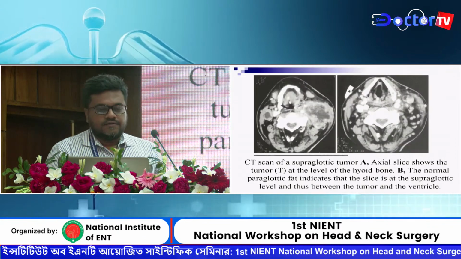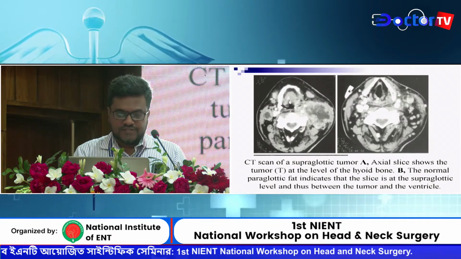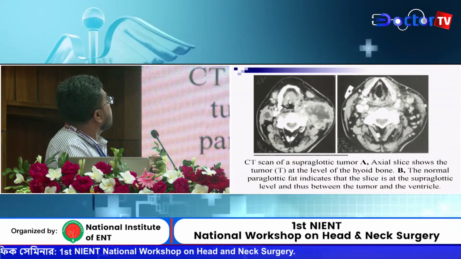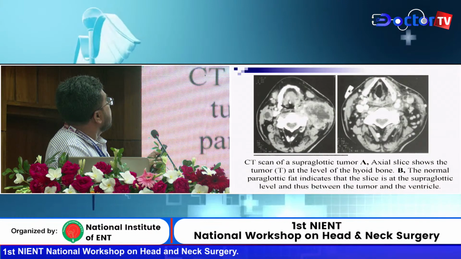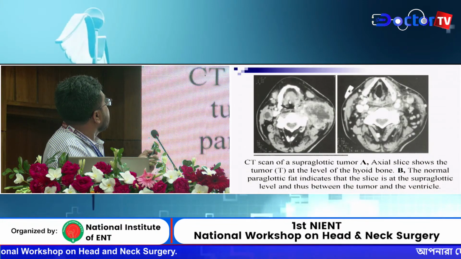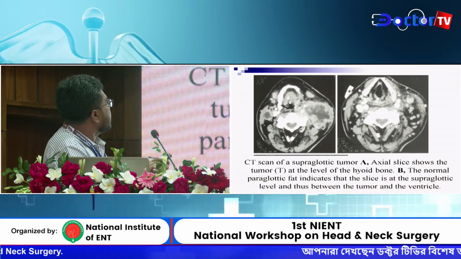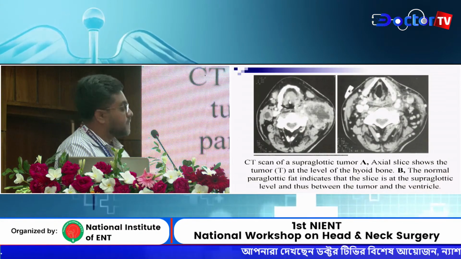And a disproportion between tumor and lymph node: a small supraglottic mass at the thyroid level, hyoid cartilage level, hyoid bone level, and we see there are large necrotic lymph nodes of different sizes in both sides.